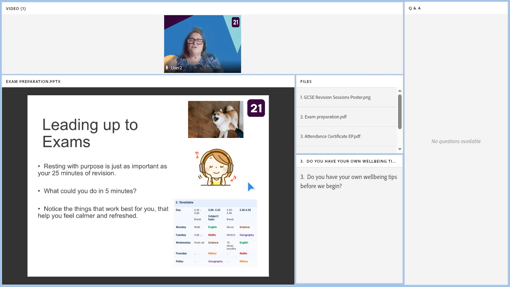So Pomodoro Technique, 5 minutes away from your revision. What could you do? How can we rest with purpose? We need to notice things that really work for us so that we can feel calmer and we can feel refreshed. Do you have hopefully some timetables going on? So between your lessons and what you're planning to do out of school. As Mo showed us a plan earlier, making plans is a really helpful technique.